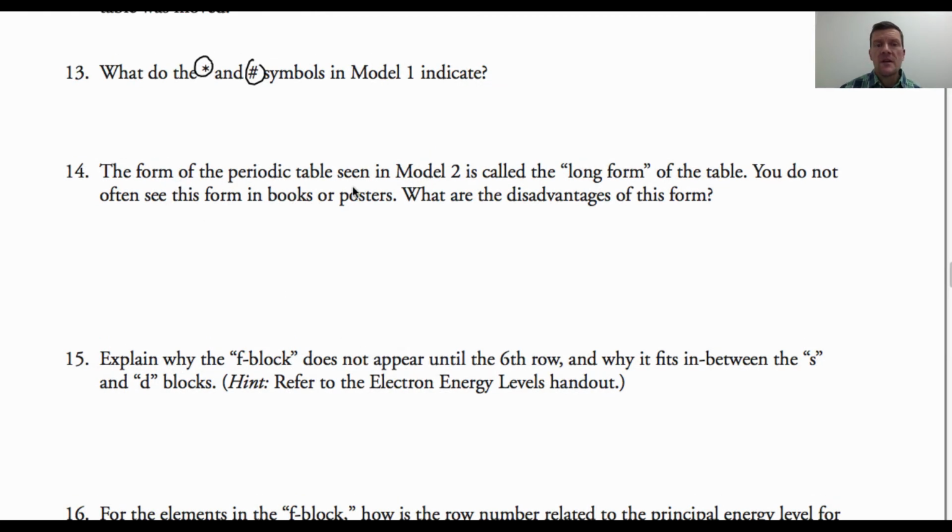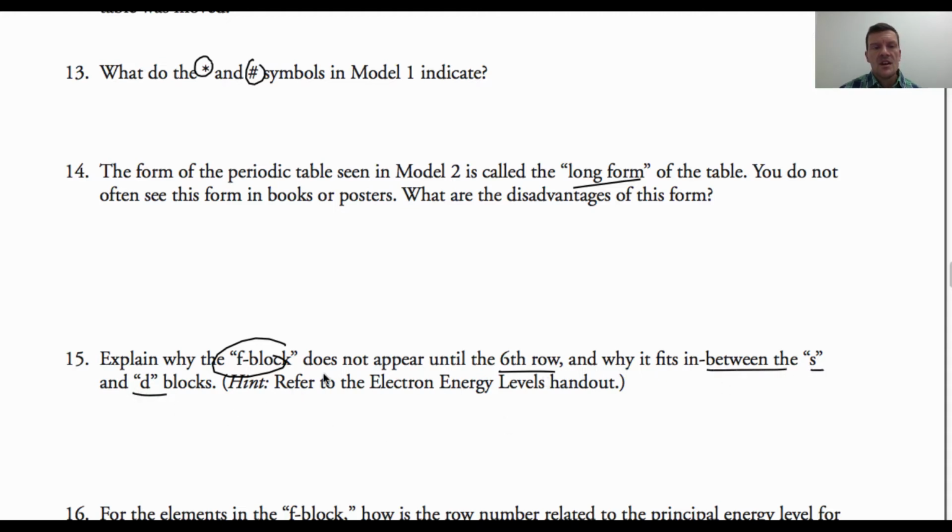The form of the periodic table seen in Model 2 is called the long form. Makes sense? You do not often see this form in books or posters. The disadvantage is simply that it is too wide to put onto sometimes a piece of paper, or if it is put on a piece of paper, it has to be written pretty small, and so it's just harder to read. That's one of the major disadvantages. The F block does not appear until the 6th row, and it fits in between the S and the D blocks.